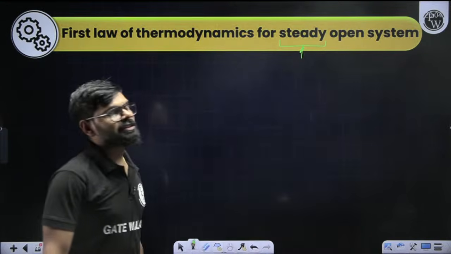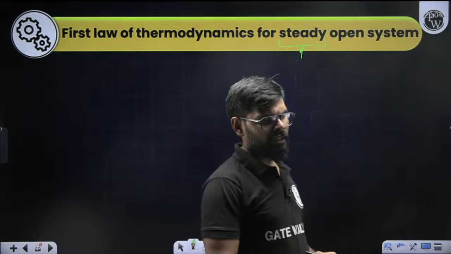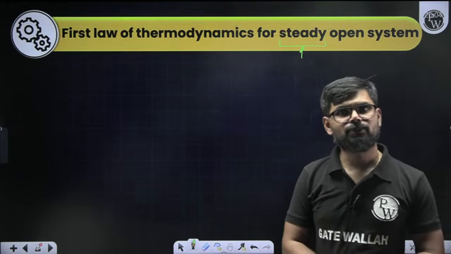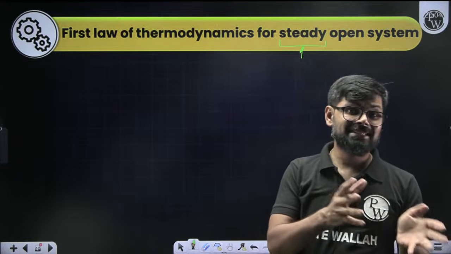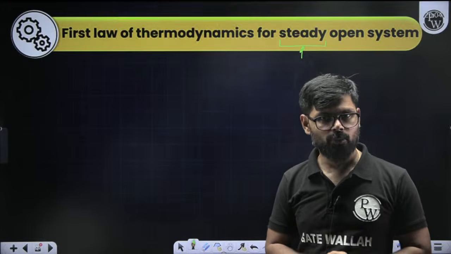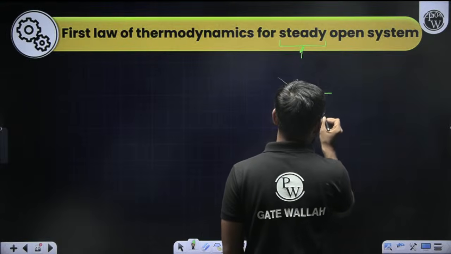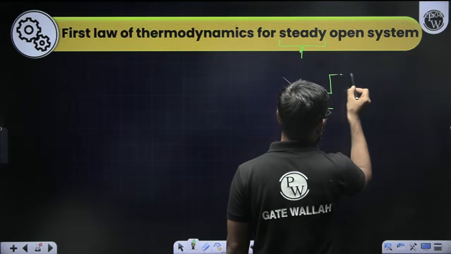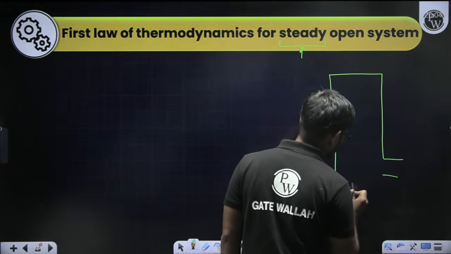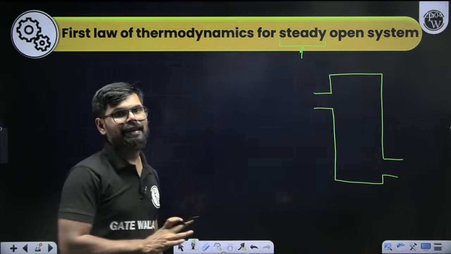What is a steady condition? A flow is said to be steady flow if the properties of the system do not change with respect to time. And what is the system here? That is the control volume. Let's say I'm considering one open system, just for example. This is our open system, and I want to analyze it.